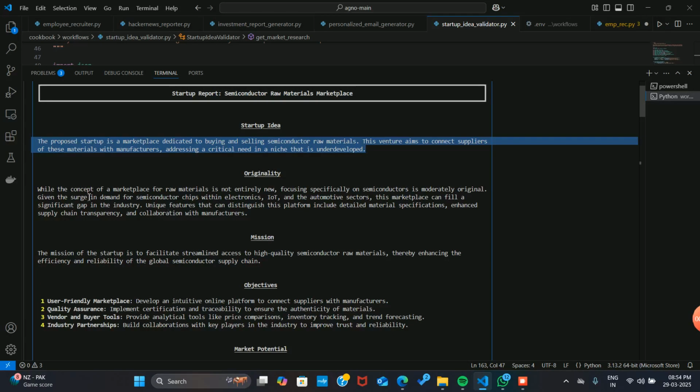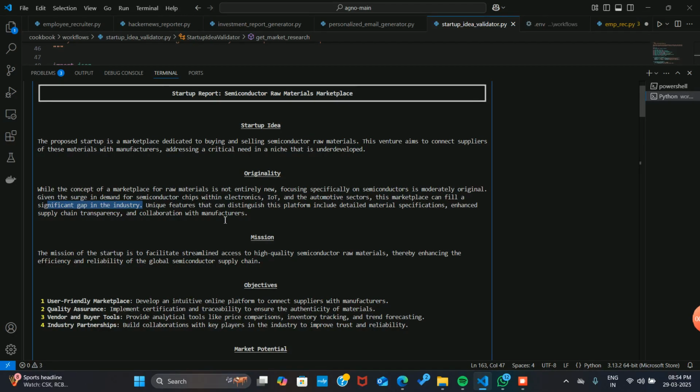Originality of this idea: while the concept of a marketplace of raw materials is not entirely new, focusing specifically on semiconductors is moderately original. So some bit of it is original. That's some relief. Given the surge in demand for semiconductors, chips within electronics, IoT, and the automotive sectors, this marketplace can fill a significant gap in the industry. All right, so there is a gap. And where there's a gap, there is an opportunity, right?